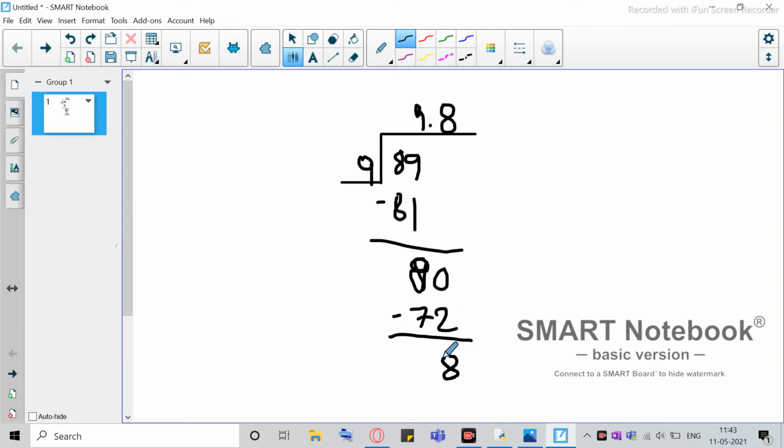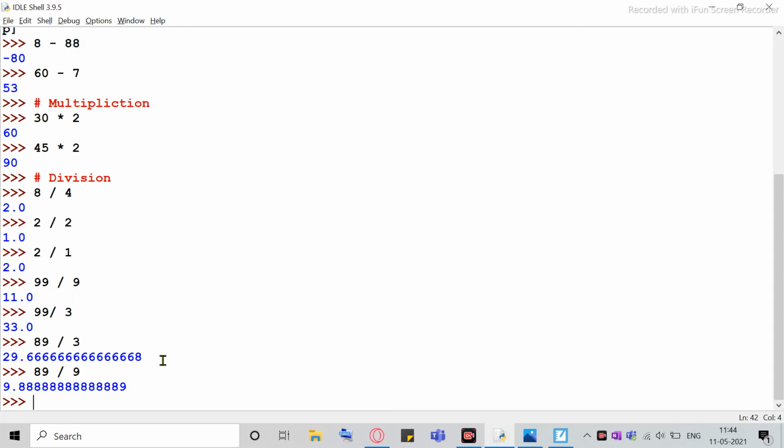Again we add a 0, so it continues going. So we add another 8 here, and another 8 here, and then we just end it here. So we've got 9.88. That's the same thing which we got here, 9.888888888889. So this is what we got.